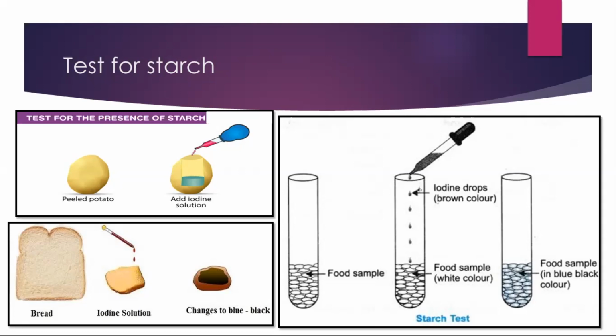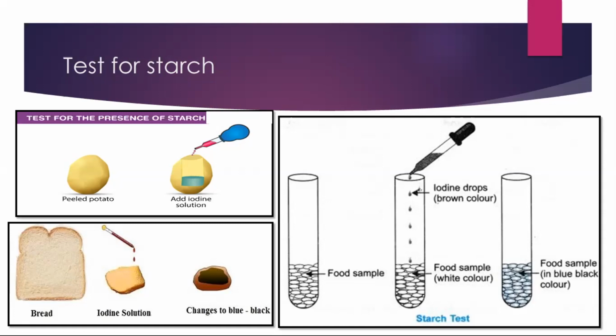First, in the test tube, you take a sample, then iodine drops, which are of brown color, and the food sample, which will be of white color. Shake it well and then you will see that the food sample turns bluish black. So this was the test for starch.